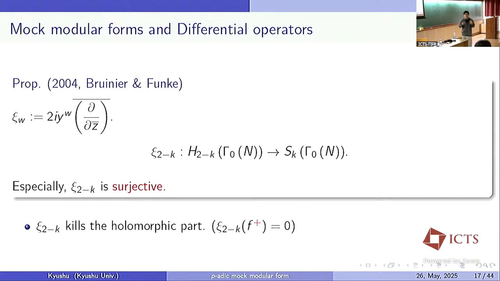Next, we introduce two important differential operators. The first operator is Xi. In 2004, Bruinier and Funke showed this proposition. Let xi_w be 2i to the power w and the derivative with respect to z bar. Then this xi gives a map from the harmonic mass forms to the cusp forms, and especially they showed that this xi is a surjective map. We note that xi_{2-k} kills the holomorphic part. In other words, xi_{2-k} f plus is equal to 0.